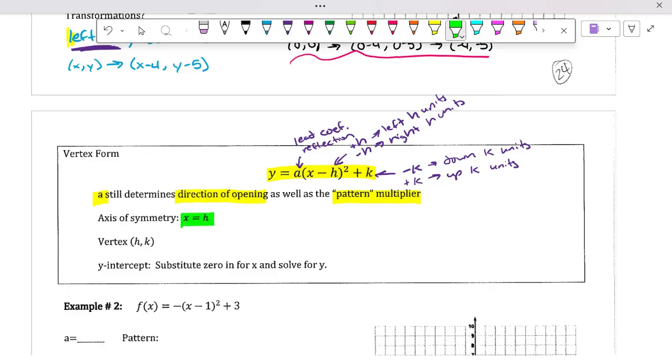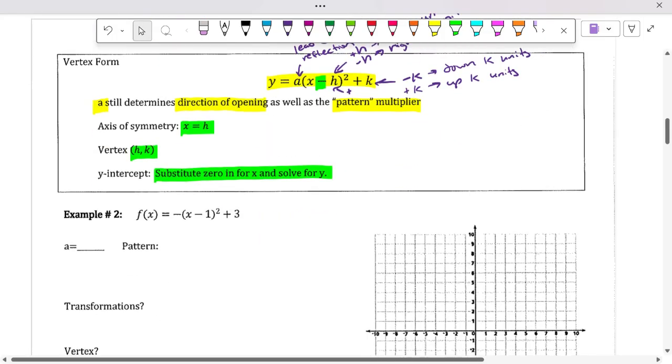So whatever the h value is, remember it's negative in the formula. This negative technically means that this h is positive. So even though it's negative, this h is technically positive currently. Your vertex is still h, k. And of course, your y-intercept, you substitute 0 in for x, solve for y. So things we already did.